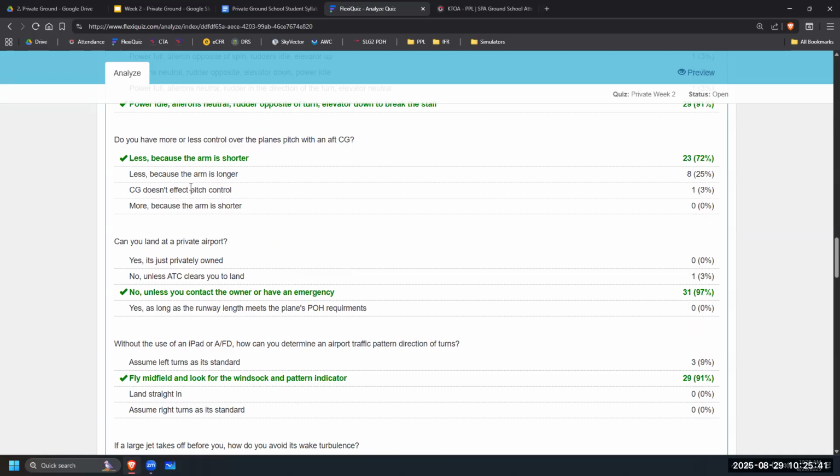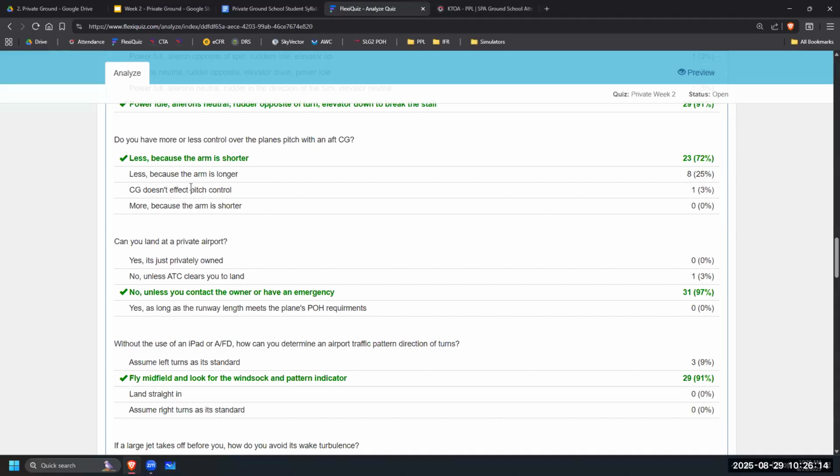When we're measuring, we're talking about CG, so we're measuring from the center of gravity to the elevator to determine stability. When we measure from CG to the elevator, an aft CG means it's closer to the elevator, which means a shorter arm, right? So the arm is shorter, and a shorter arm means less control, less authority over the elevator. Because we think of that lever: a longer lever, you have more authority; a shorter lever, it's harder.